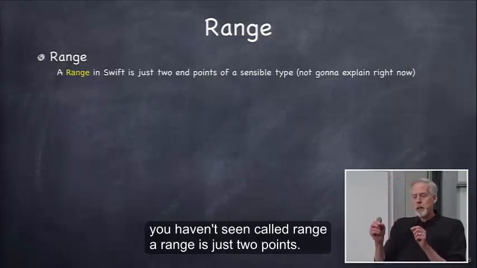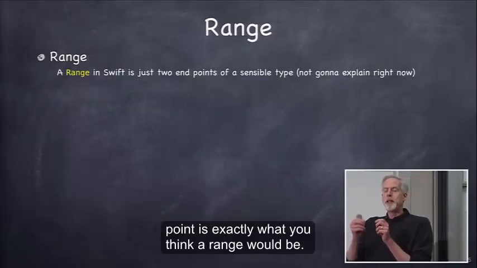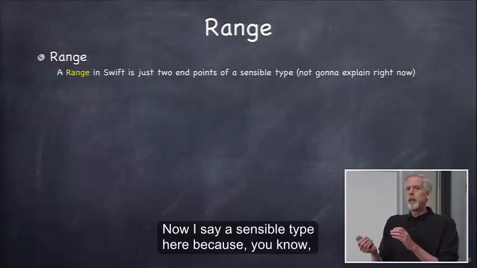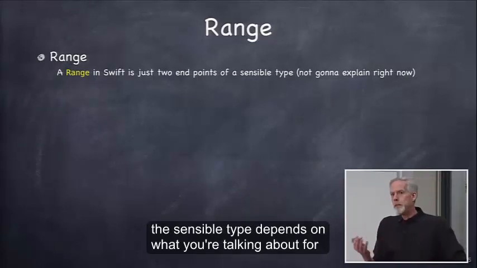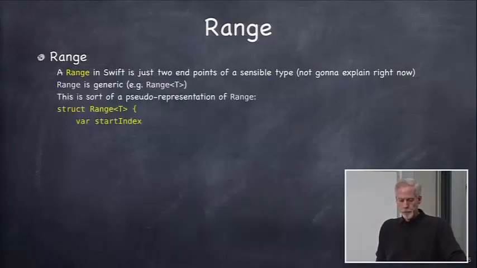All right, I'm going to teach you about a new struct that you haven't seen called Range. A range is just two points of a sensible type. So a starting point and an ending point is exactly what you would think a range would be. Now I say sensible type here because the sensible type depends on what you're talking about. For an array, the sensible type is an Int, but for other things like a string, it's not, and we're going to talk about that in a minute.